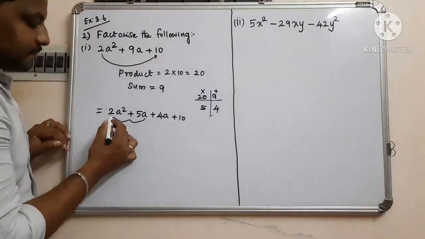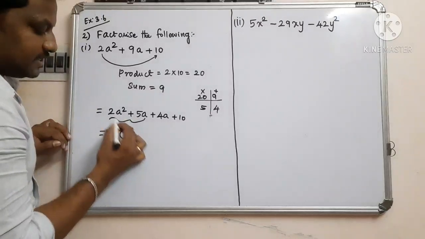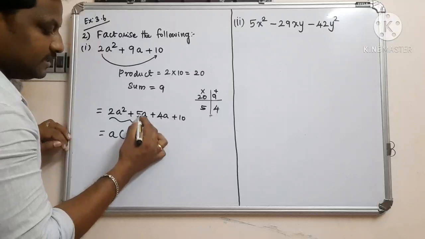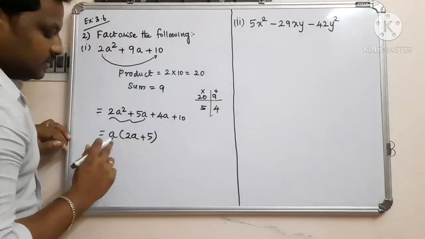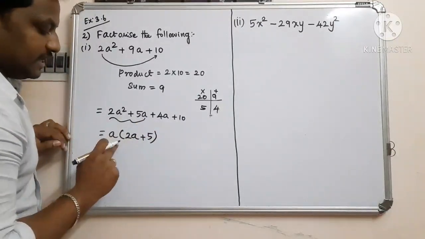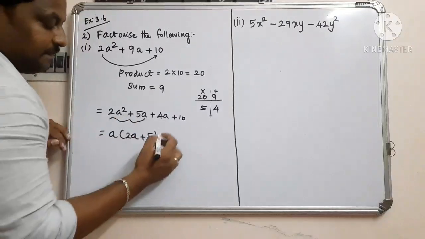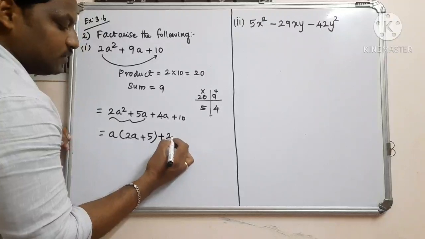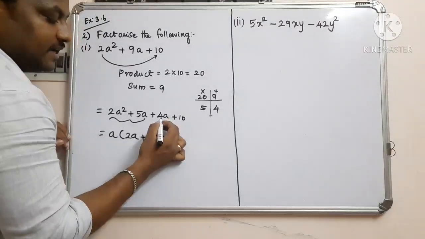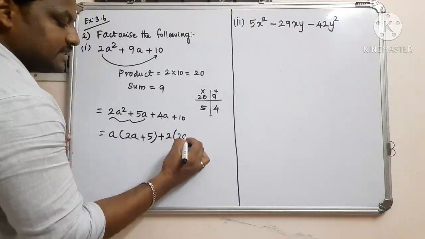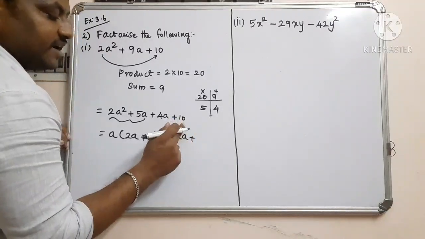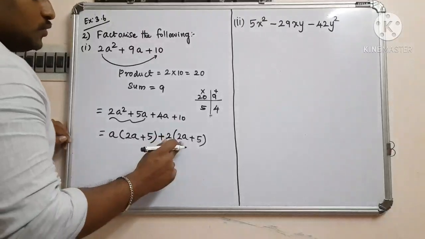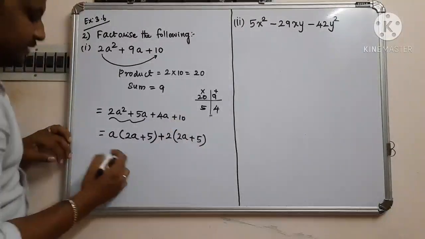From the first two terms, we can take a as common. So a, and here remaining is 2a plus 5, since a into 2a is 2a square and a into 5 is 5a. Here we can take plus 2 as common. So 2, remaining here is 2a plus 5, because 2 into 2a is 4a and 2 into 5 is 10.